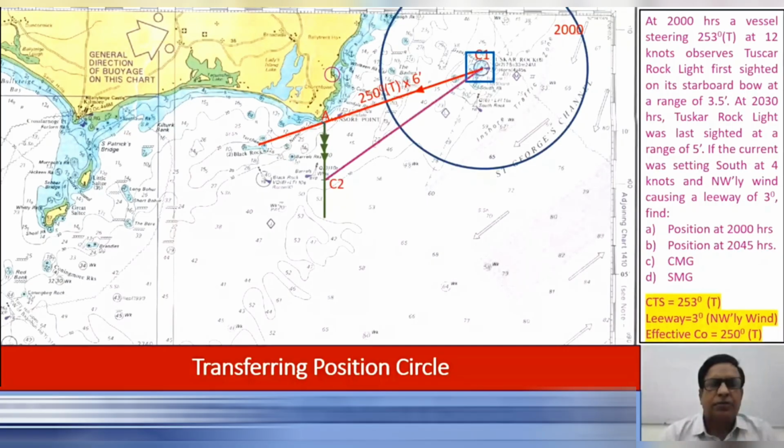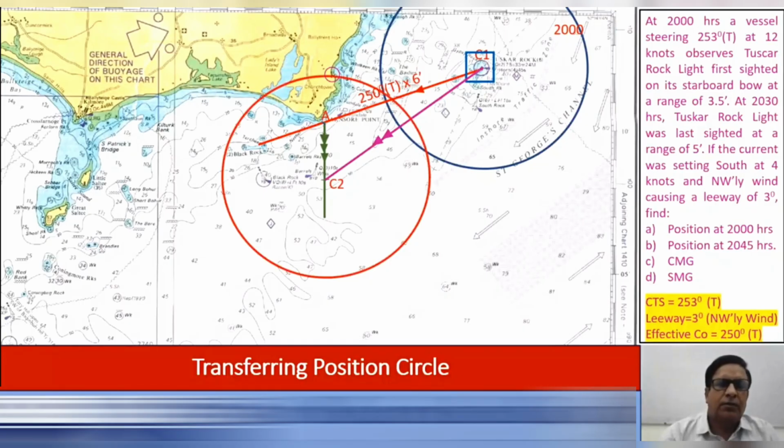That means C1 to C2 is the course made good, and C1 to C2 is the distance made good in half an hour. In other words, C1 gets transferred to C2. So now with C2 as center and the same radius of 3.5 miles as that of the 2000 hour EC, we draw the transferred position circle, which is shown here by the red position circle. This is the transferred position circle for 2030.